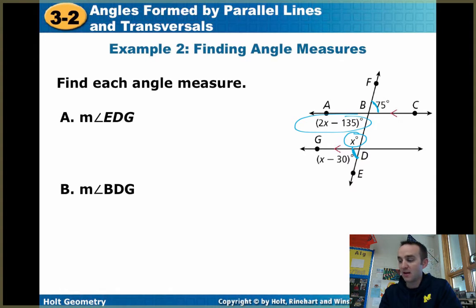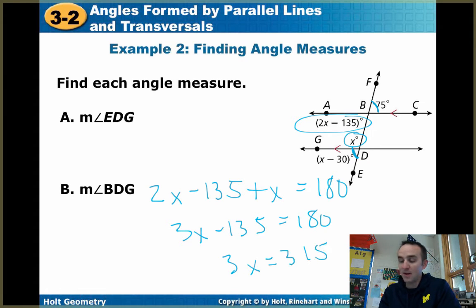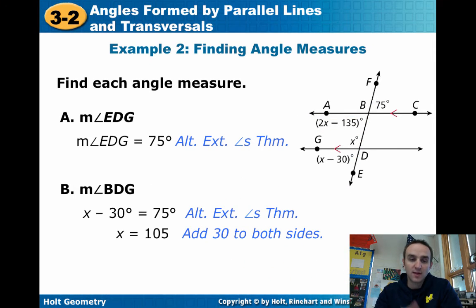If I set up that first one, 2x minus 135 plus x equals 180, those are same side interior angles. They add up to 180. I can combine my like terms, add the 135 over, divide by 3, and I get 105 degrees for x. Or, as I said, you could simply set up x minus 30 is equal to 75, alternate exterior angles, and solve that for x. You get 105.